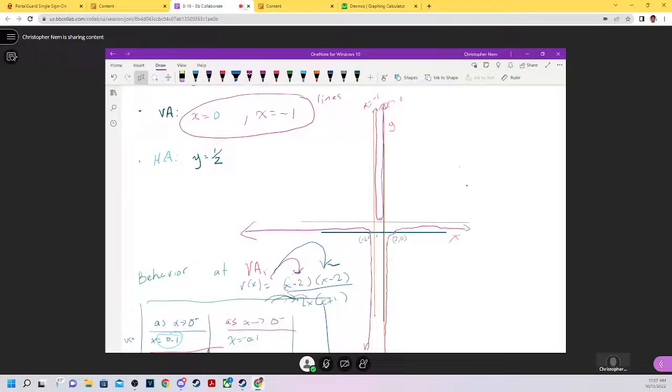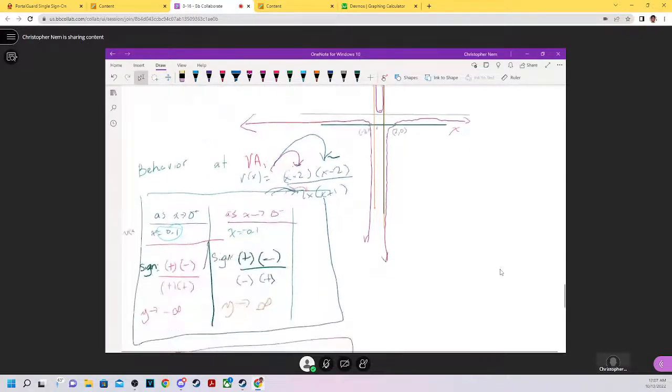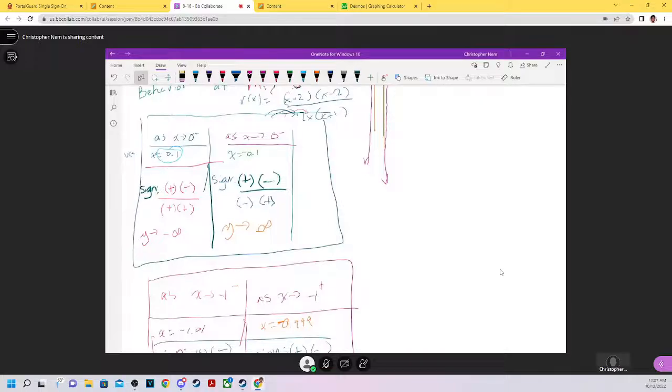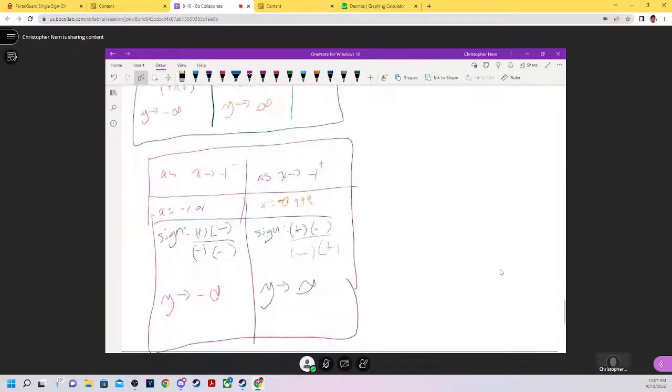Great. Oops, sorry about that. Now, let's move on to some other types. So this is what happens when I have a rational function with the degree of the numerator the same as the degree of the denominator. It checks out nicely. Sometimes your degrees won't be the same though. So what if instead I had something like this?